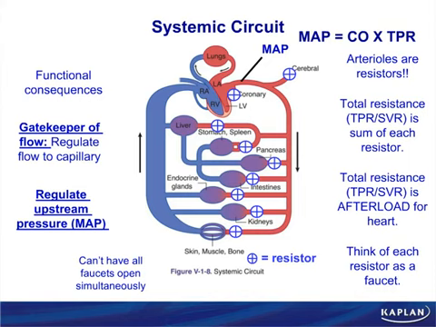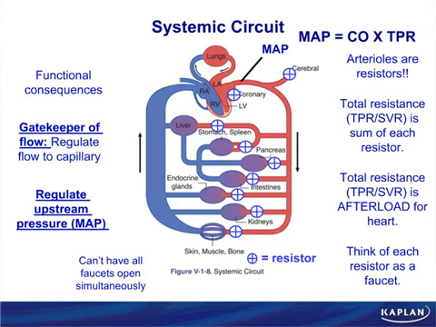All right, now, because the main site of resistance is arterioles, this is going to have two very important functional consequences. First, arterioles represent the gatekeeper of flow. They are the regulator of flow to the capillary. Because the arterioles are upstream, think about direction of flow, arterioles are upstream from the capillary. They're the main resistor, so they're going to regulate flow to the capillary. And that becomes important because that's where we get grocery exchange.